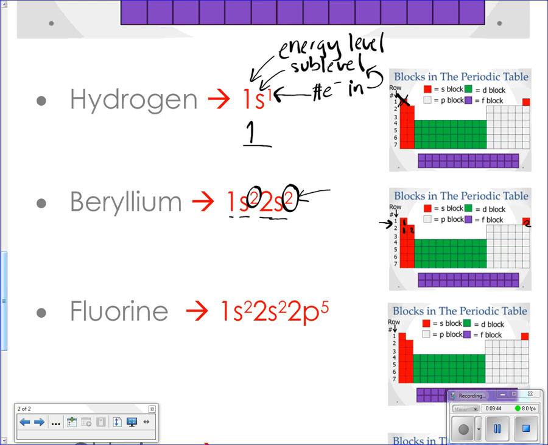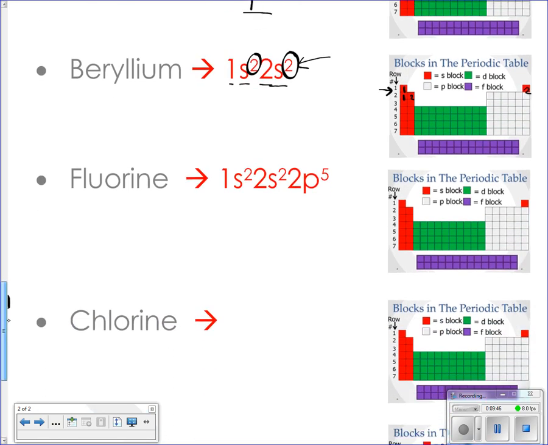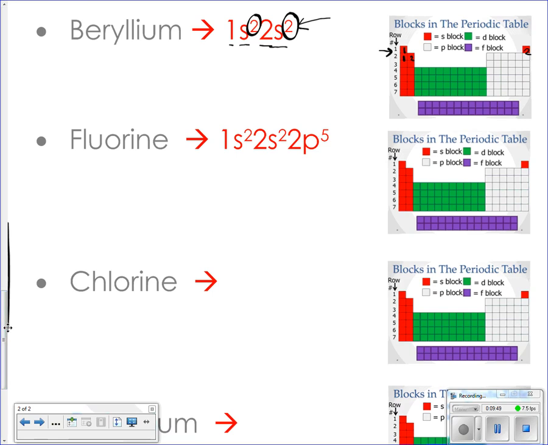Okay, let's try fluorine. Fluorine is located right here on your periodic table. So let's read across. When we're reading across, we'll have 1s2. Then we'll have 2s2. And then we'll be in the 2p: 1, 2, 3, 4, 5. So 2p5.